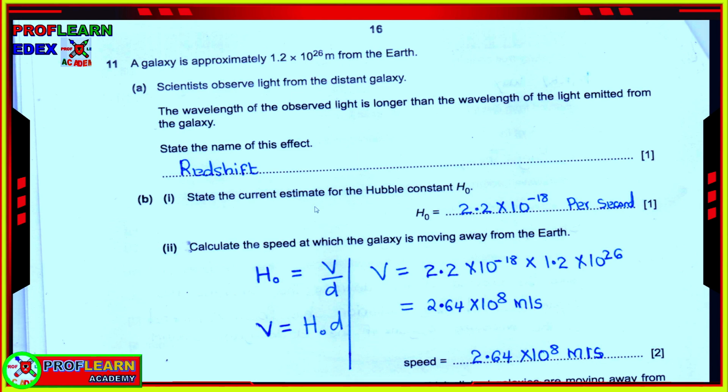Now we are supposed to state the name of Hubble's constant. State the current estimate for the Hubble constant. The current estimate is around 2.2 times 10 to the power negative 18 per second. This is the unit for the Hubble constant.